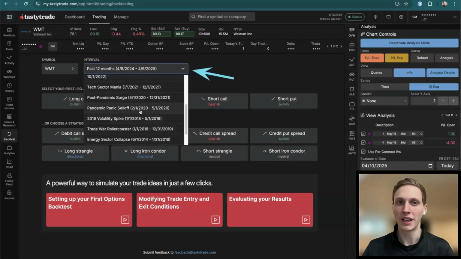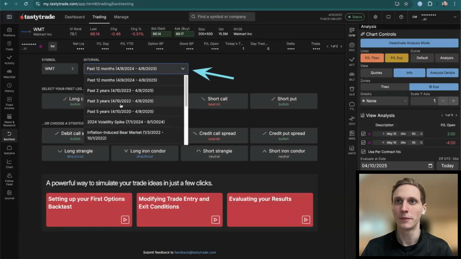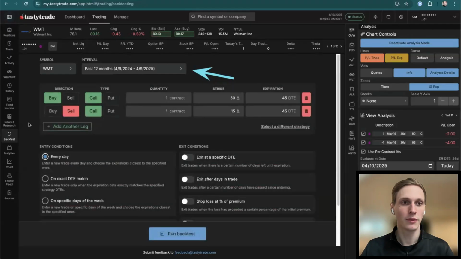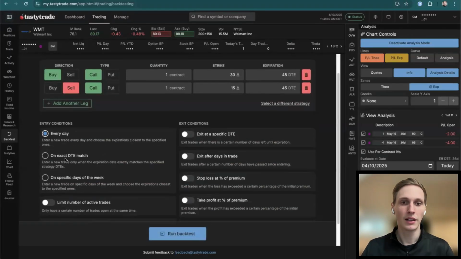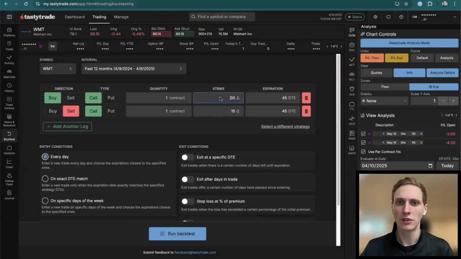You can see like the pandemic sell-off. Well, how would this strategy have performed during that time period? And then in this case, we could just do 12 months. We'll do our debit call spread, click on that. And then we have our metrics in terms of setting it up. We can do our amount of contracts. We can do the amount of deltas that our strikes are going to be placed at when looking at this backtest and the days until expiration.